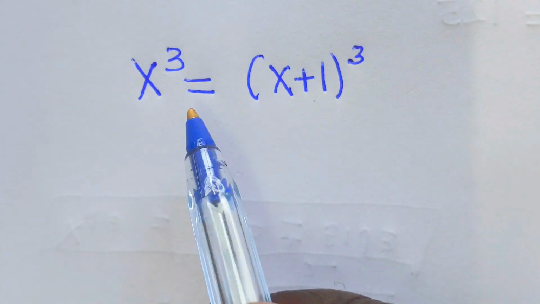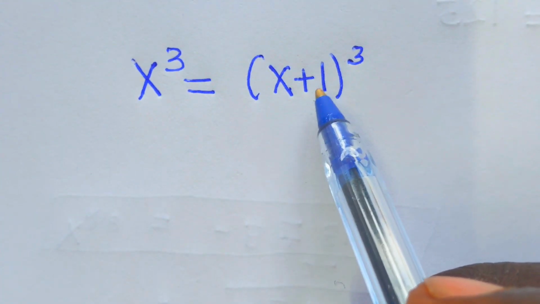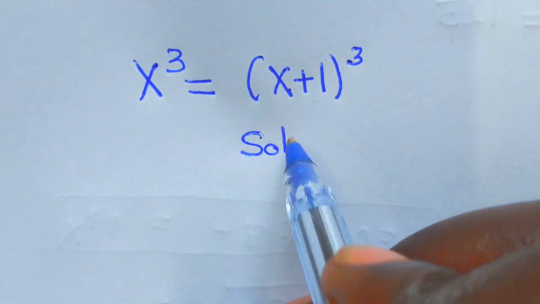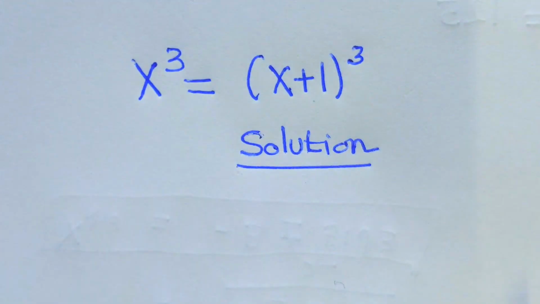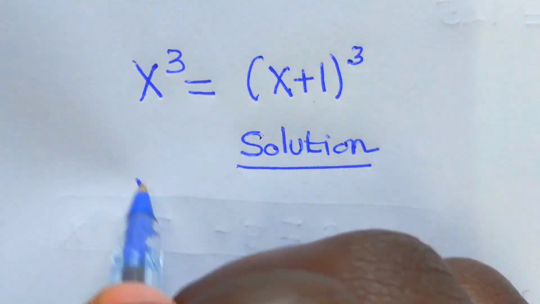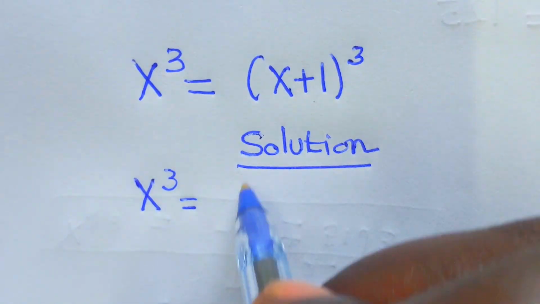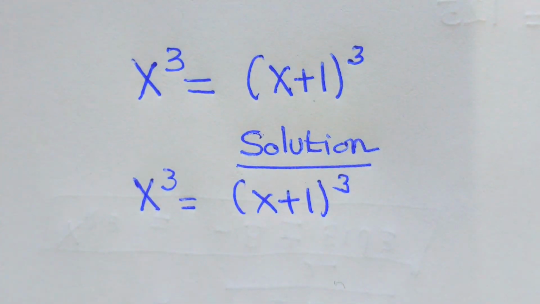The question is x to the power 3 equals (x + 1) to the power 3, and you're supposed to find the value of x. So let's provide a solution very quickly. Of course, we have to copy: x^3 = (x + 1)^3.